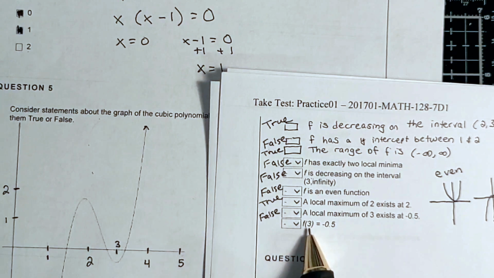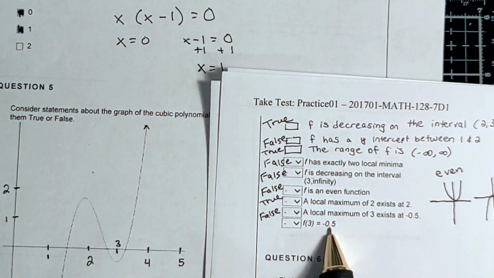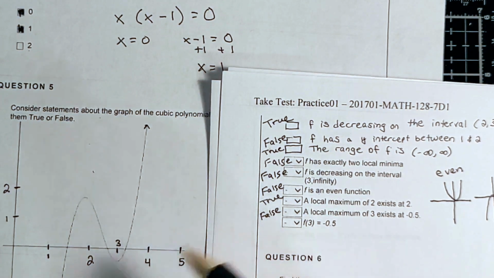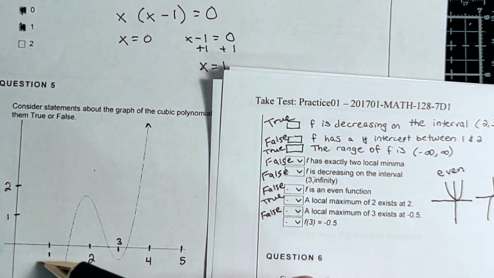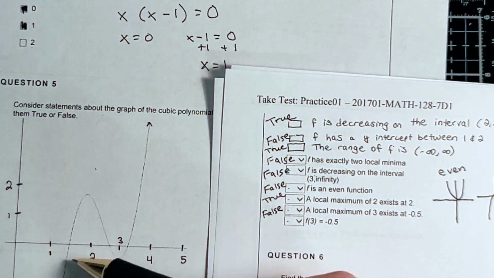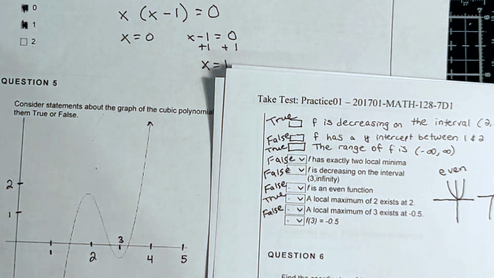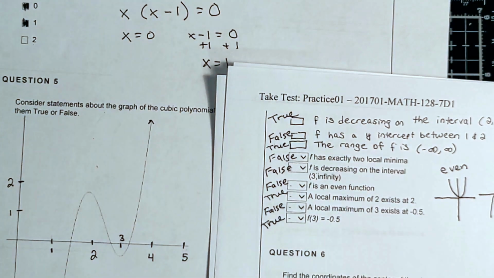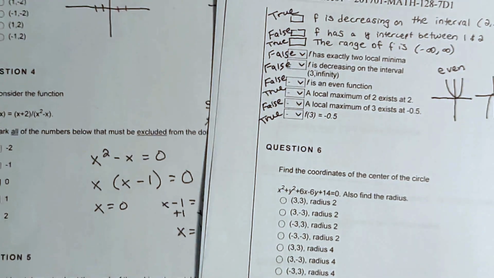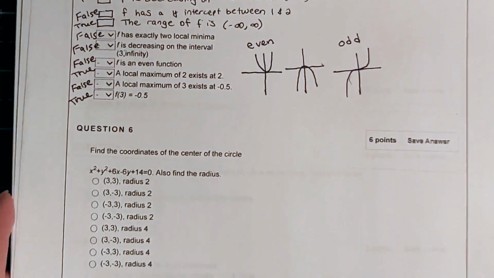Okay, f of 3 equals negative 0.5. So if I look at 3, I go down here, and you can't really read it very well on this coordinate. You'll be able to tell a lot better on the computer screen. That is true. Okay. All right, question number 6.